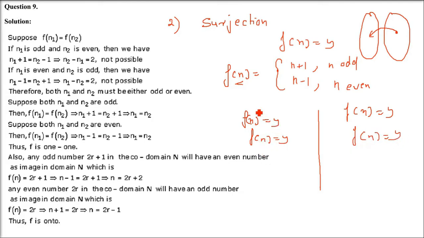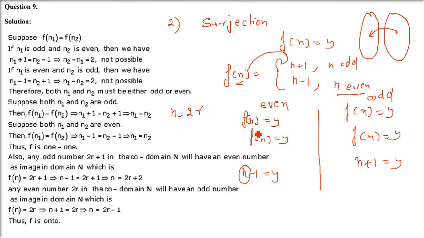f(n) equals y. Now we are taking the first as the even case, the second as the odd case. When n is even, what will be f(n)? It is even, so n minus 1 you have to write here. n minus 1 equals y. And if it is odd, what will come? n plus 1. n plus 1 will be equal to y. But you will say you haven't taken n as even and odd, so you have to make it even and odd.